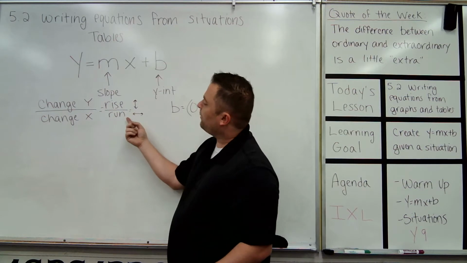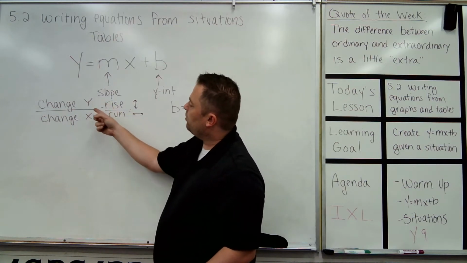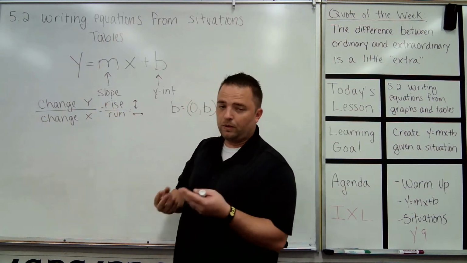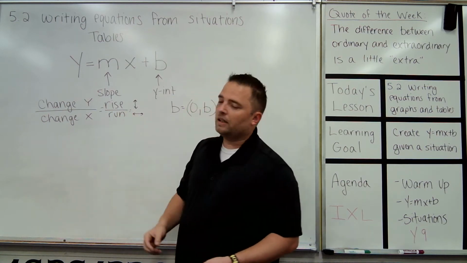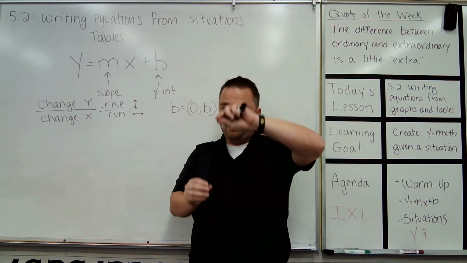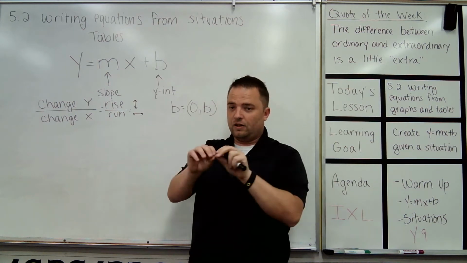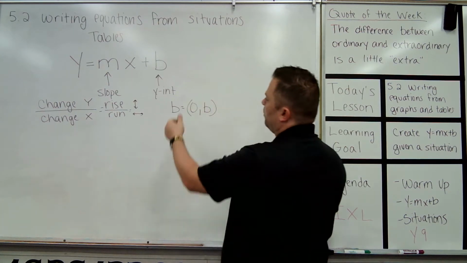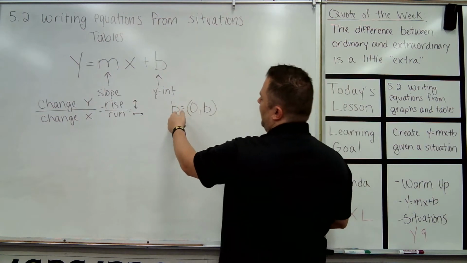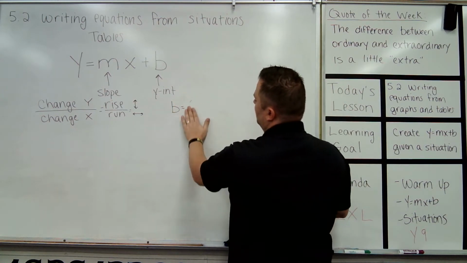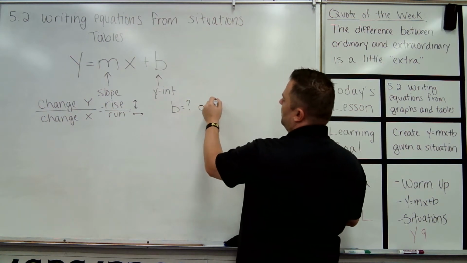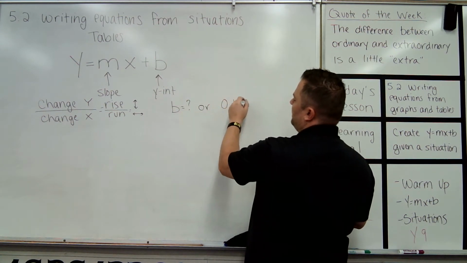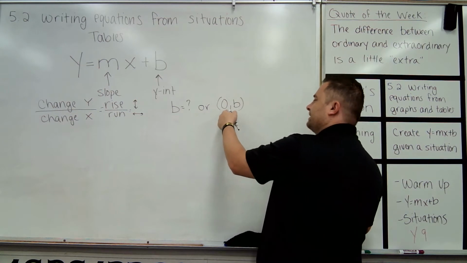Well, a slope is a fraction. We can think of it as the change in y over the change in x if we're comparing two numbers together. We can think of it as the rise over the run, meaning how much is changing up and down versus how much is changing left and right. Our y-intercept could be told as b equals some number, or 0, comma b.